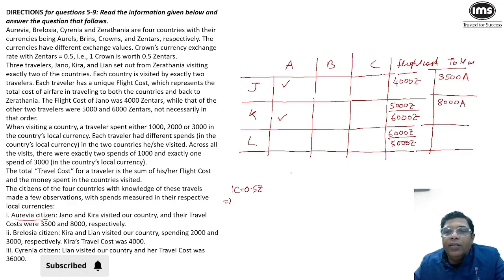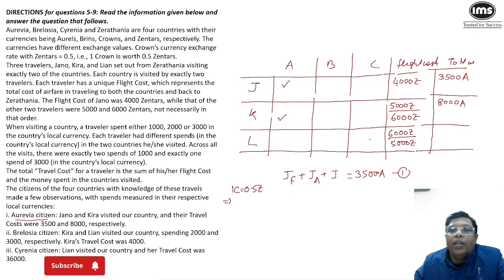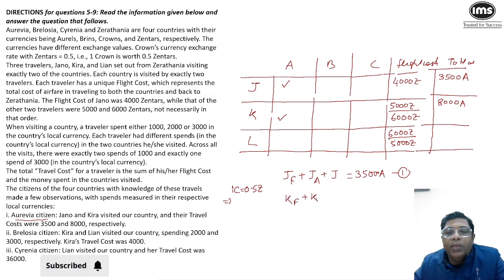Now I can say there are three components to the cost. So can I write J flight plus J is visiting country A plus J must be visiting either B or C. I'm not sure as of now. This has to be equal to 3500 A. Right? And we have to figure out what could be the best exchange between Z and A. Now similarly, K's flight cost plus K traveling A plus K must be traveling one more country. This together is 8000 A.